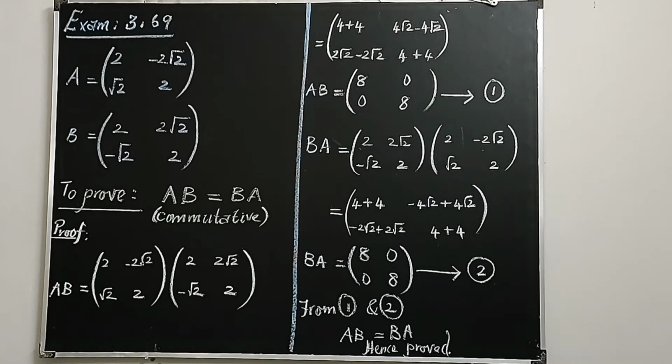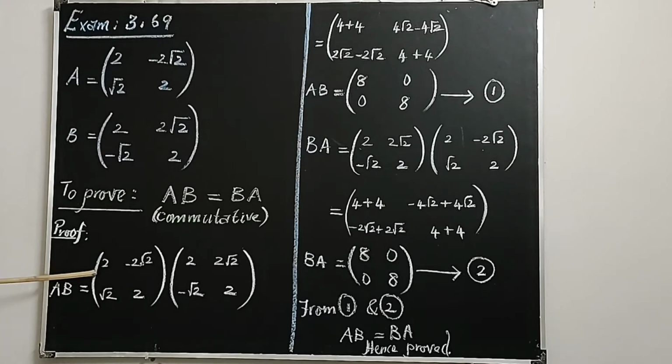Okay. Let us do the sum. This is of order 2 by 2, 2 rows, 2 columns. This is also of order 2 by 2. So the resulting matrix AB is also of order 2 by 2. Multiply the first row by the first column. 2 into 2, 4. Then minus 2 root 2 into minus root 2. Multiply root 2 into root 2, which is equal to 2. Then minus 2 into minus 2 is equal to plus 4. So 4 plus 4 is the first row, first column element.